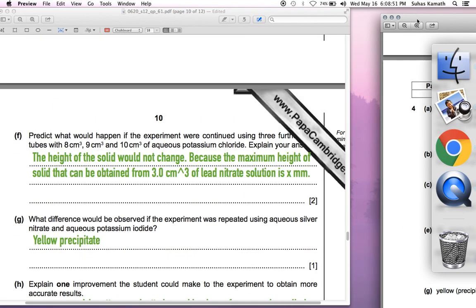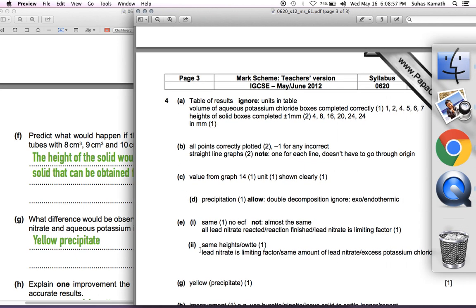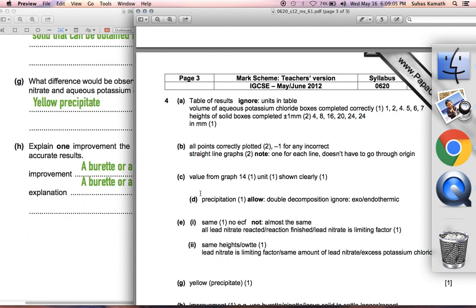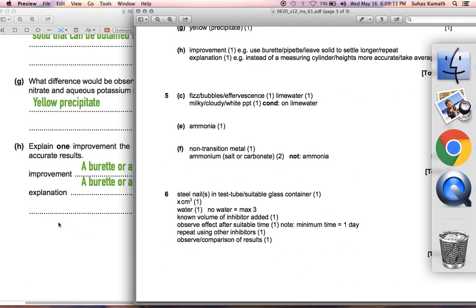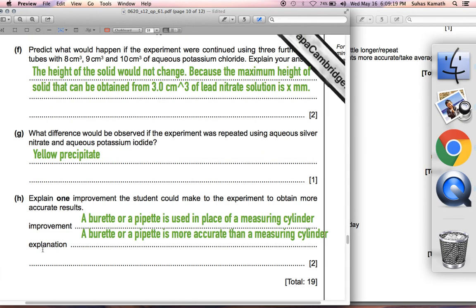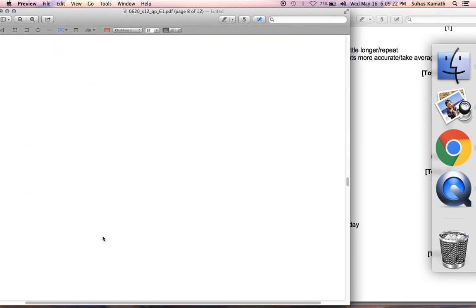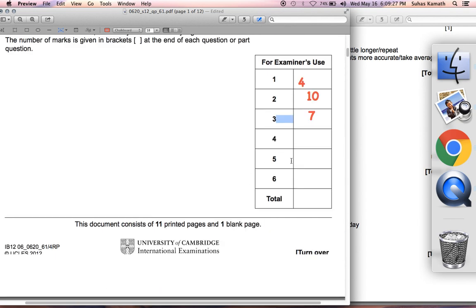So I'll count it at the end because I've lost count. Same height. That should have been F. Same height. So yellow precipitate, burette or pipette. Instead of measuring cylinder height, something more accurate. So how much did I get here? Total 19, and they didn't get any wrongs. So let me go to the first page and write down 19 there.